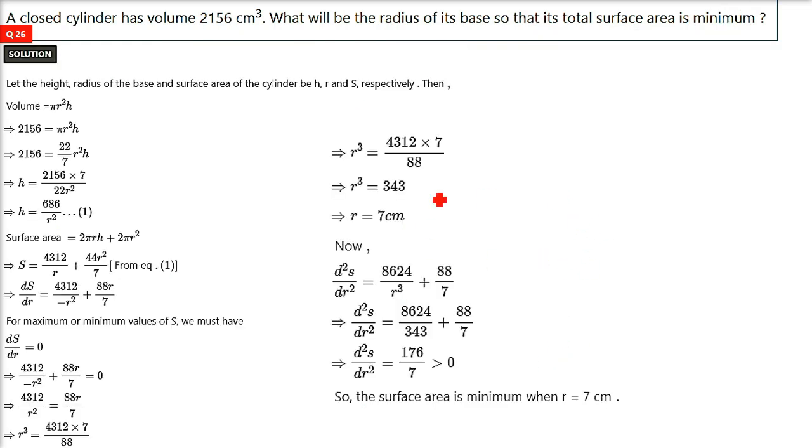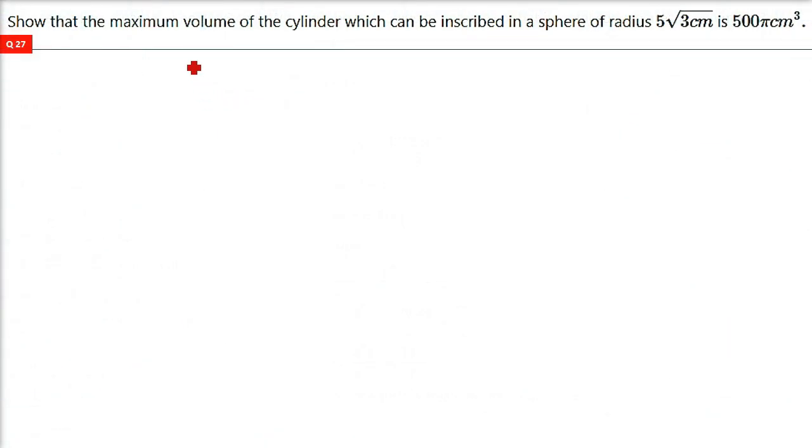So whatever we have discussed, you can follow this and use it. Making a diagram is always beneficial. Show that the maximum volume of the cylinder that can be inscribed in a sphere of radius 5√3 cm is 500 pi centimeter cube. Now just imagine a sphere that contains the maximum volume cylinder.